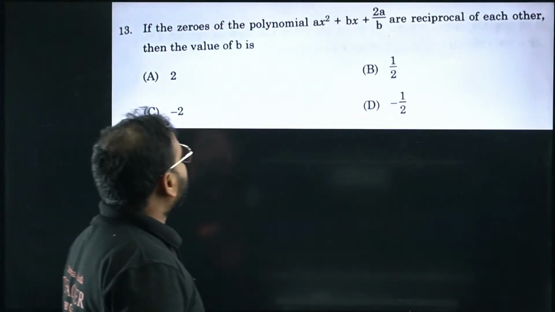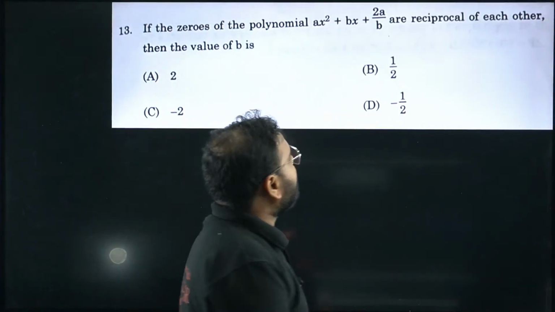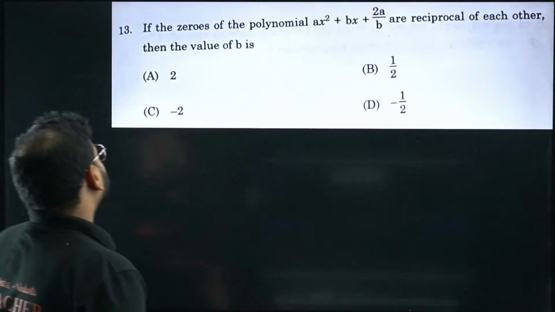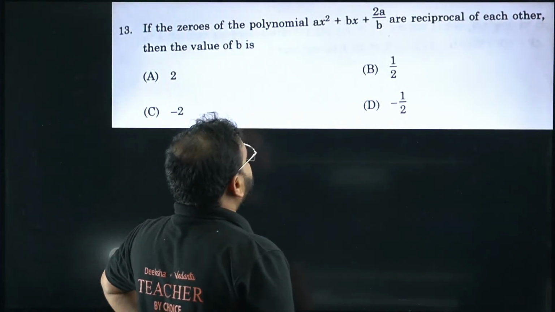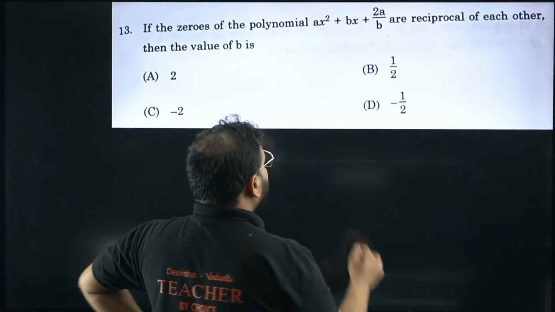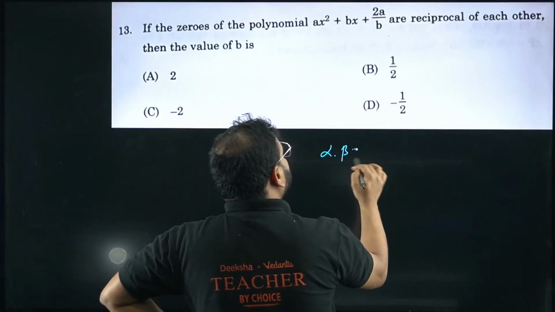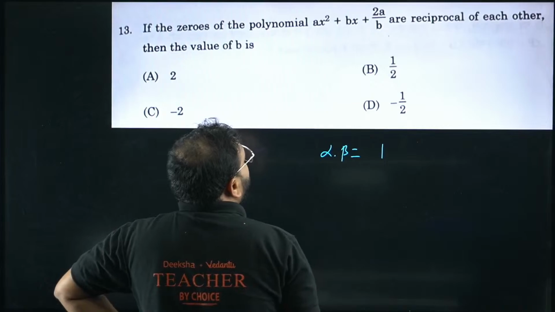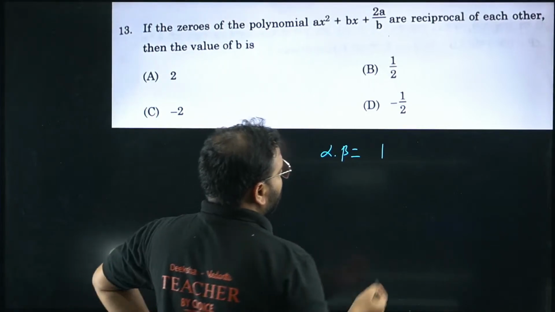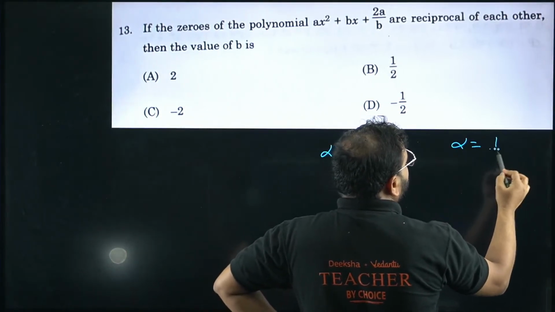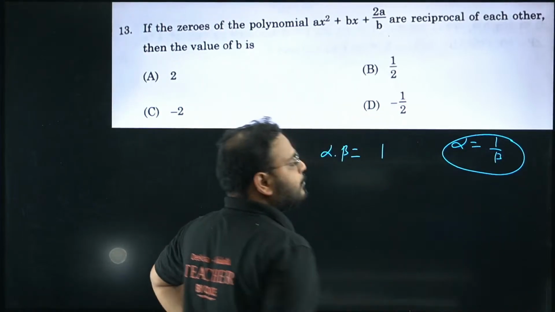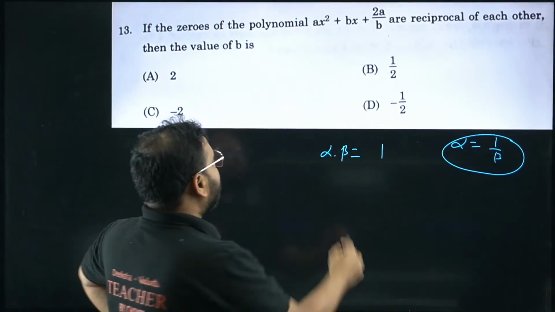If the zeros of the polynomial ax square plus bx plus 2a by b are reciprocal of each other, then what is the value of b? So zeros are reciprocal means, if the zeros are alpha and beta, the product should be equal to 1. Because they are saying that alpha equals 1 by beta. Reciprocal they are saying, right? So alpha into beta will be 1 only. So find the alpha into beta value.